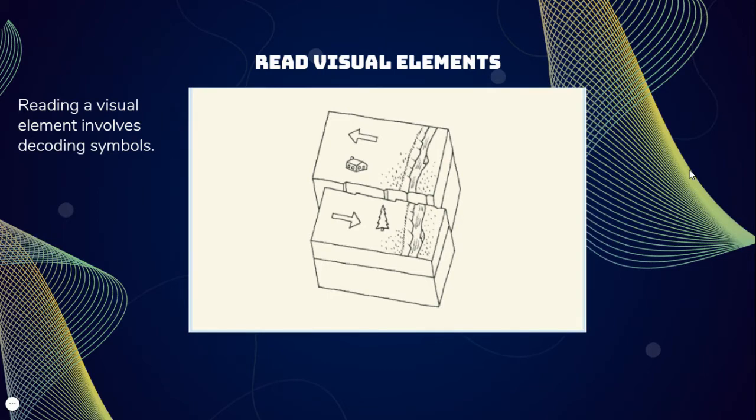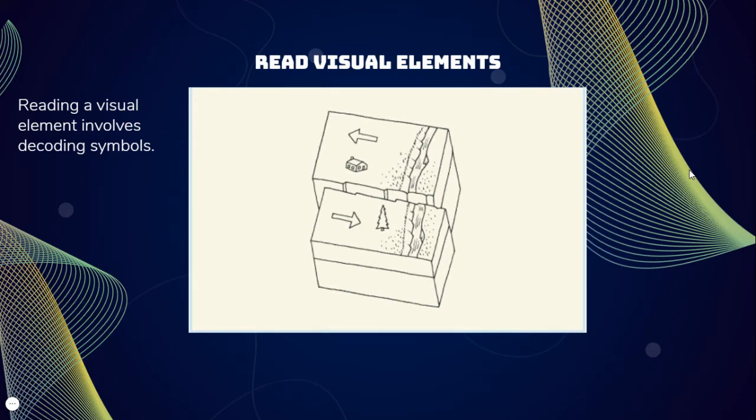Do you see the arrows in the drawing? What do the arrows mean? How can you read that visual information? The arrows show that the plates are moving in different directions. Different kinds of visual elements that you may encounter in informational text might include diagrams, maps, charts, graphs, and timelines.